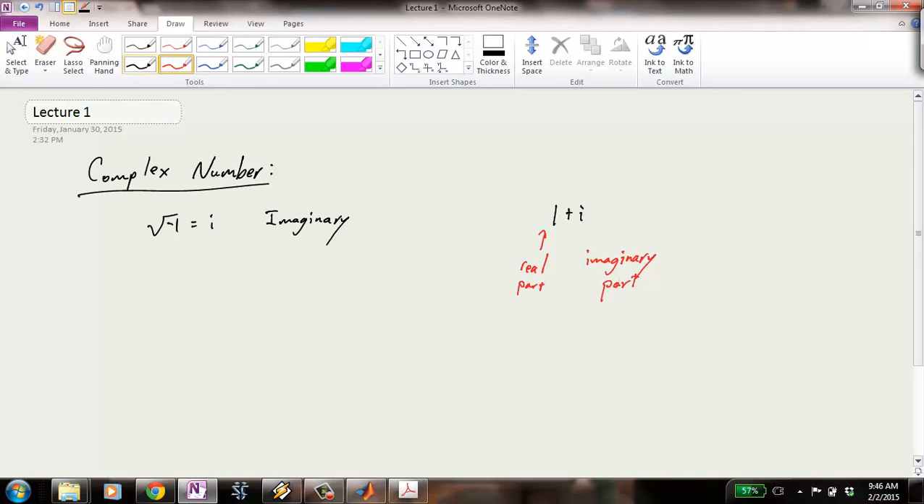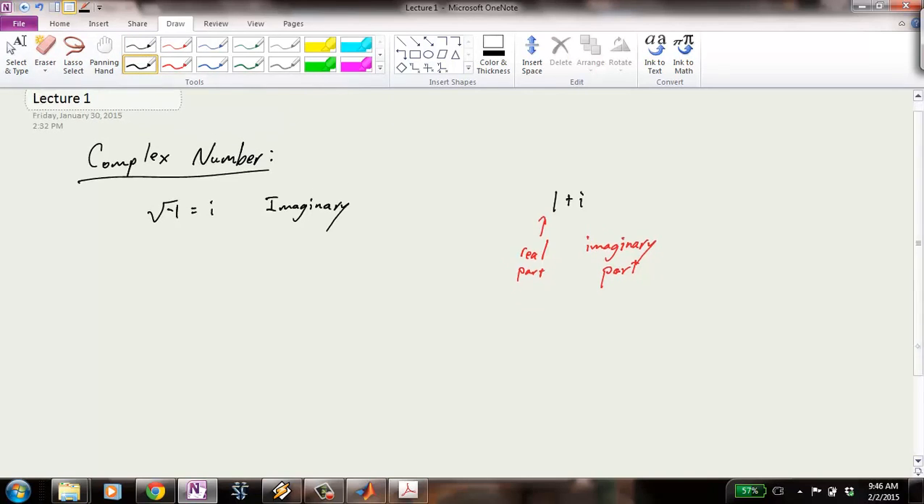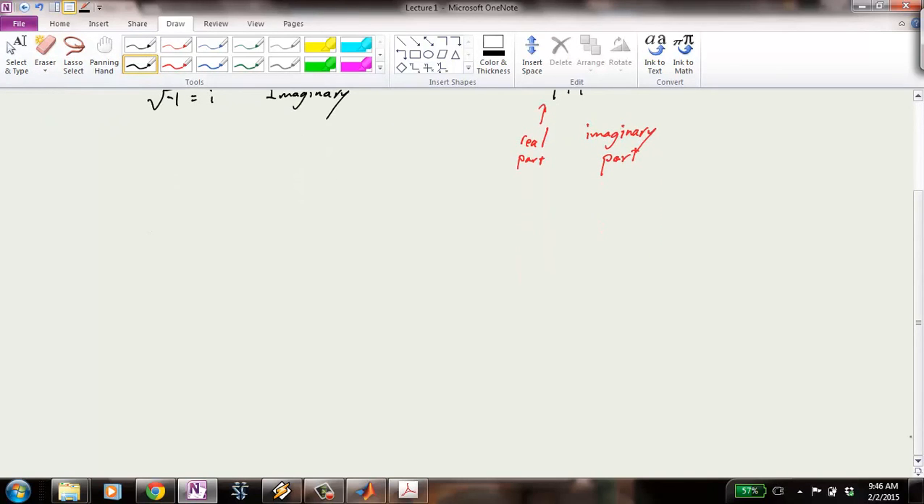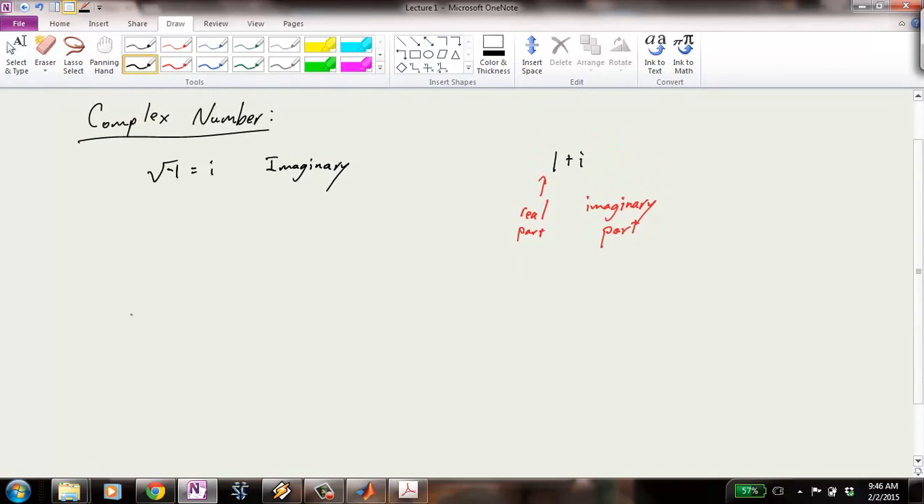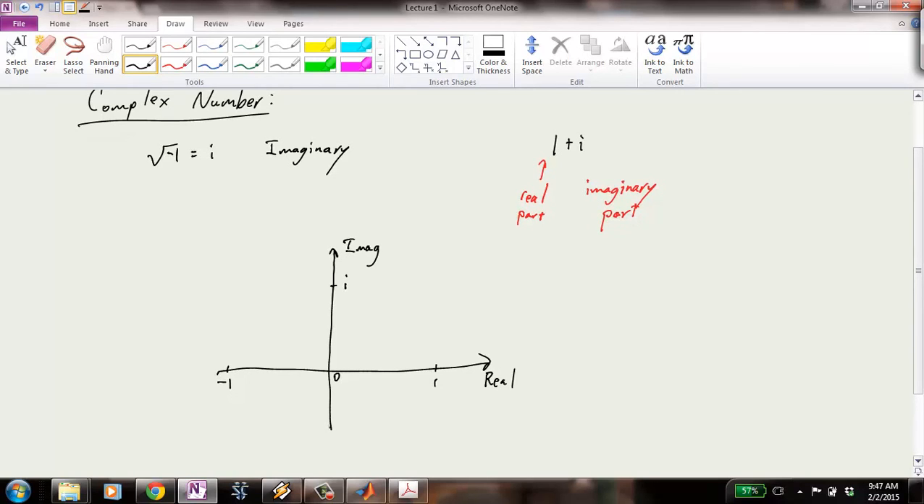Now, the usual way to represent complex numbers is in the so-called complex plane, where you just use one dimension to be the real part and use another dimension to be the imaginary part. So this would be the number 1, negative 1 is over here, 0 is here, and up on the imaginary axis you've got i, and you've got negative i the other direction.